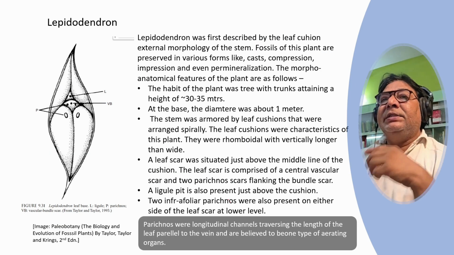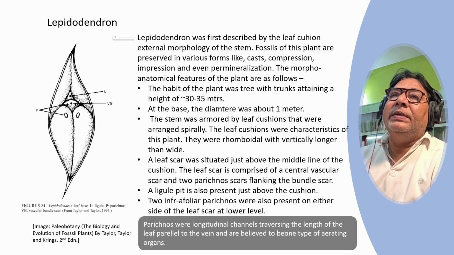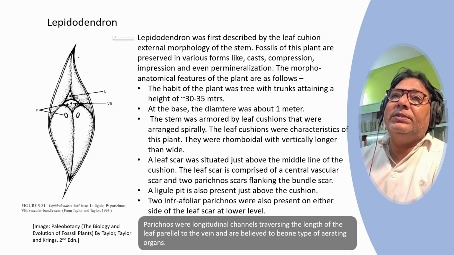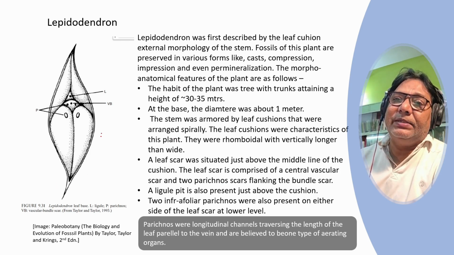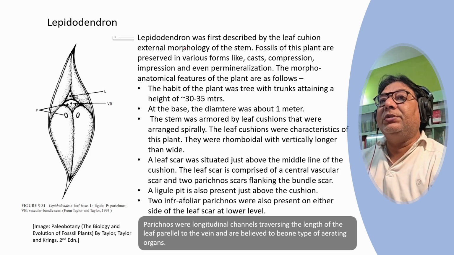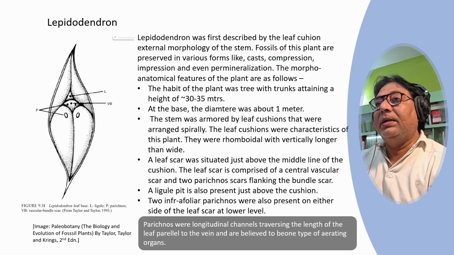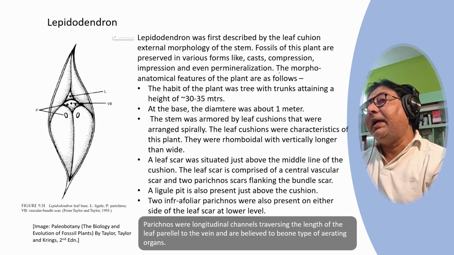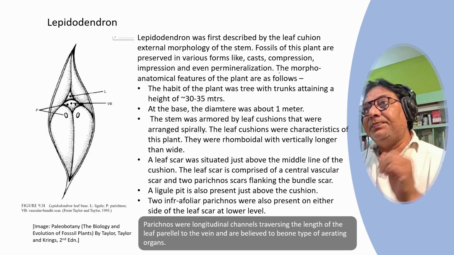Anyway, this is another very important structure. In fact, Lepidodendron was first described by this leaf base only, the leaf cushion, the external morphology of the stem. Fossils of this plant are preserved in various forms like casts, impressions, compressions, and even permineralization, all different kinds of forms.